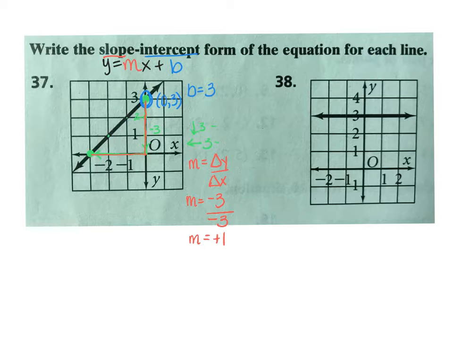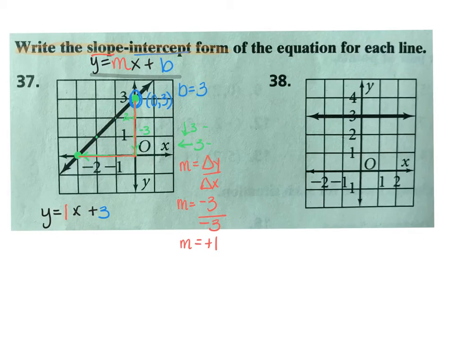So now I actually need to finish out what the directions say. Remember to read your directions. And I want to actually write the slope-intercept form. So I'm going to put it in this equation. So for this one, y equals 1x plus 3. Let's look over at 38.